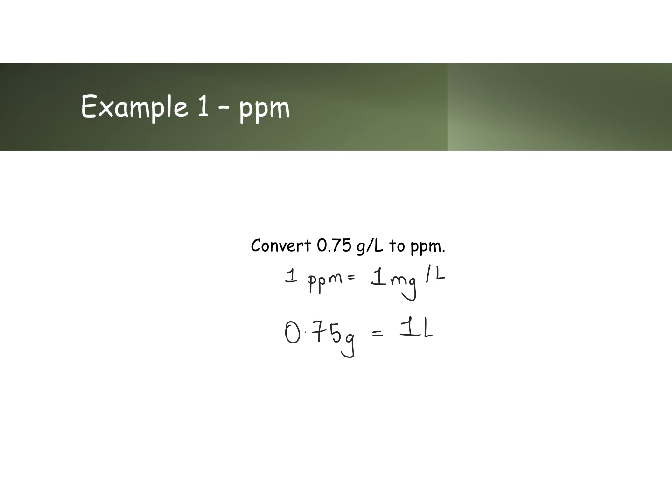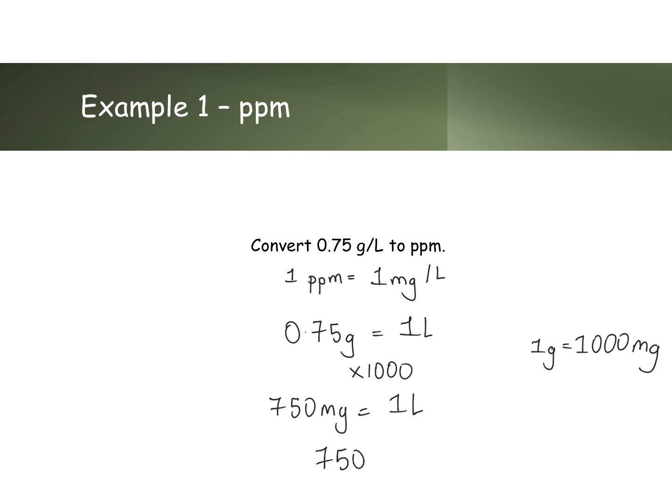So to turn it into milligrams, we just need to go from grams to milligrams. So we need to multiply 0.75 by 1,000. When we do that, we're going to get 750 milligrams is equal to 1 litre. Again, the reason why we can do that is because we know that 1 gram is equal to 1,000 milligrams. To finish this off then, we know that milligrams per litre is the same as ppm, so the answer is just 750 ppm or parts per million. That's the answer for example 1.